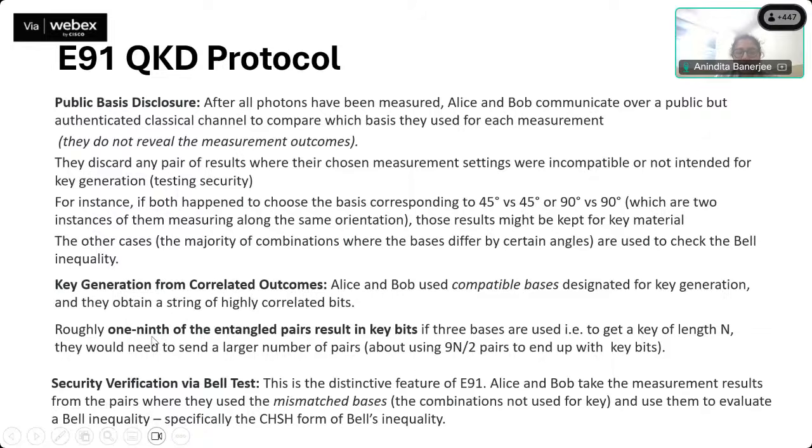But here, at the cost of higher security, 1/9 of the entangled pairs result in key bits. So the key size is less. And of course, the security verification is via a Bell test, which is a distinct feature of ACCHE-91, and it's one of the highly secure quantum key distribution protocols.